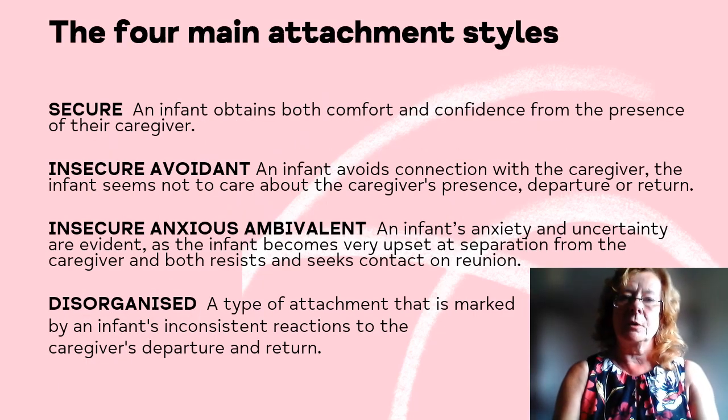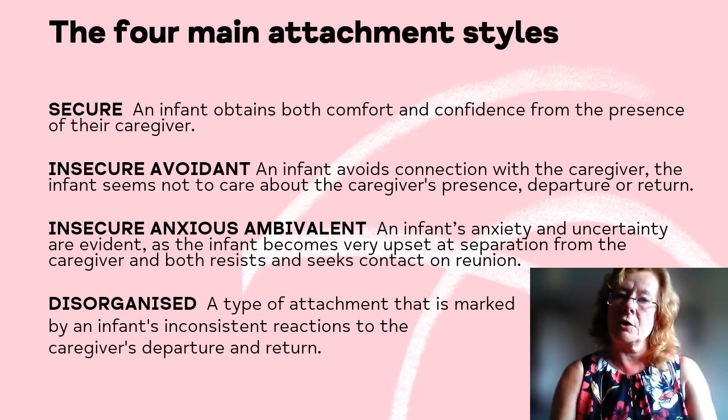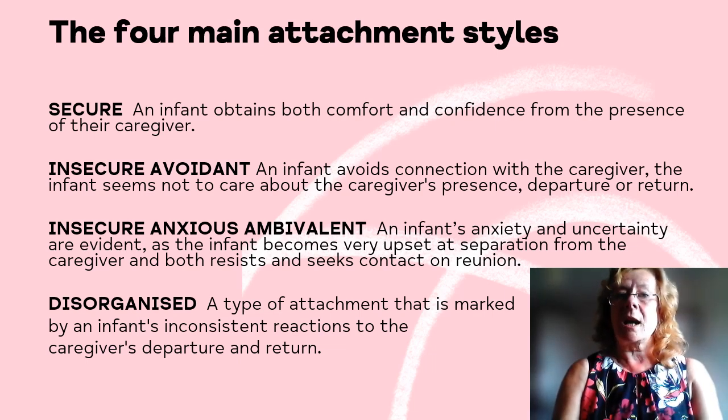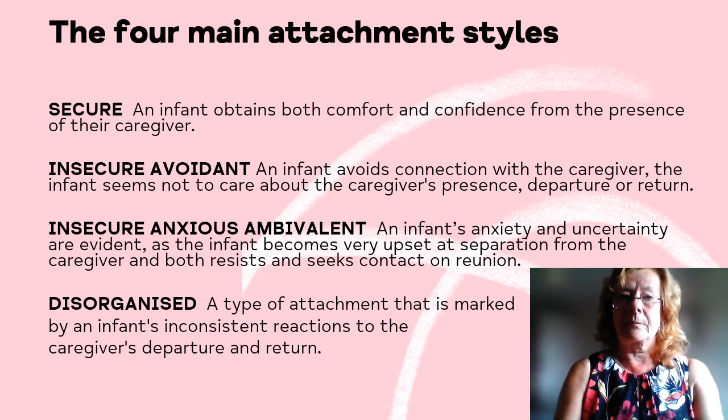Let's take a moment to explore the four main attachment styles. Secure. An infant obtains both comfort and confidence from the presence of their caregivers. Insecure avoidant. An infant avoids connection with the caregiver, and the infant seems not to care about the caregiver's presence, their departure, or their return. Insecure, anxious, ambivalent. An infant's anxiety and uncertainty are evident, as the infant becomes very upset at the separation from their caregiver and both resists and seeks connection on reunion. Disorganized. A type of attachment that is marked by an infant's inconsistent reactions to the caregiver's departure and their return.